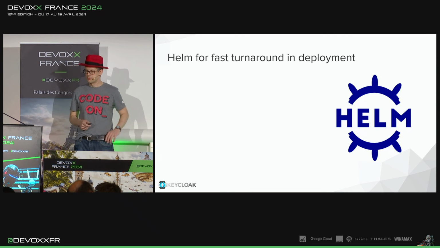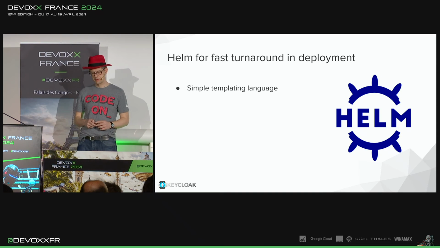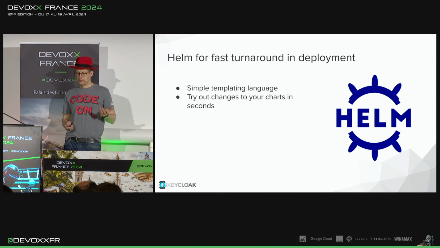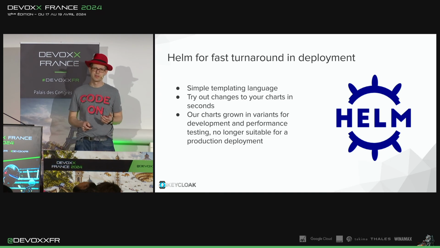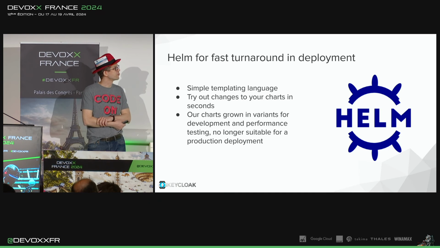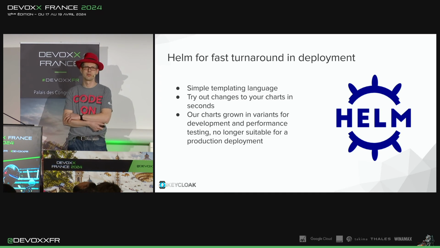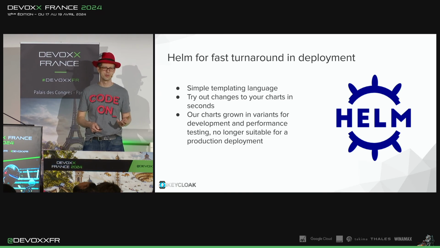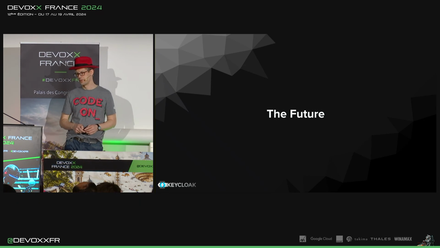Helm, we're using Helm for fast turnaround and deployments to do our experiments on a developer level. It has a simple templating language. We have our charts, but well, they've grown over time, or grown rapidly. They're good for development and performance testing. Unfortunately, you can't use these charts directly for production environments, because they have just too many features. But we still provide blueprints on how to do things in production.